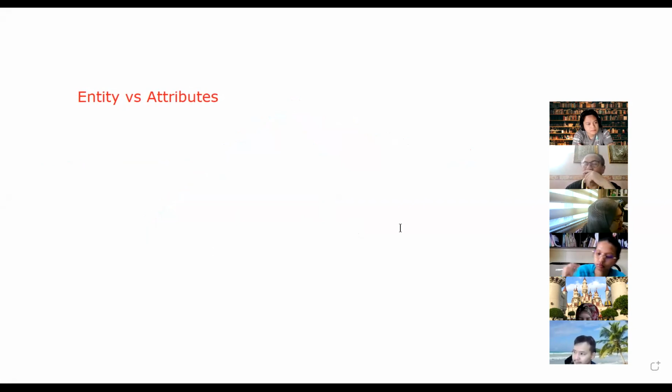Okay, who would like to answer? Ritika, what is entity? What is attributes? No idea. Fadli? Entity exists in the real world. Okay. Attributes that define the characteristic. Entity is something that exists in the real world. In the real world. Okay.